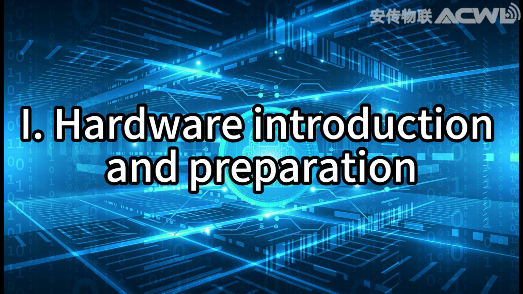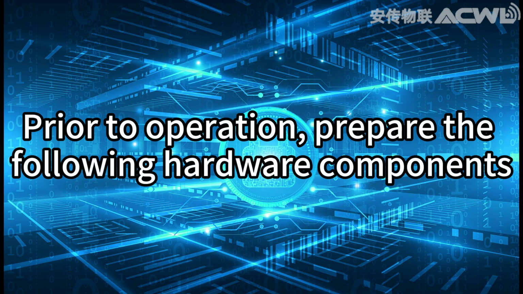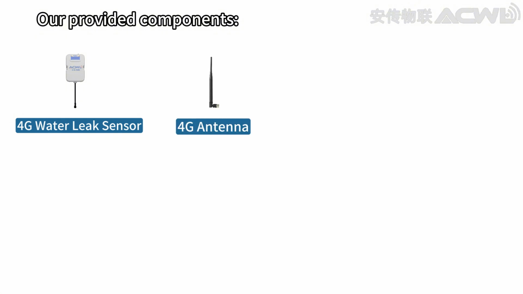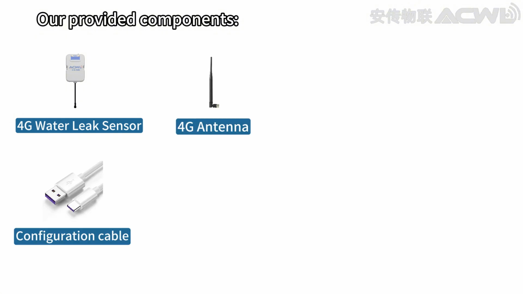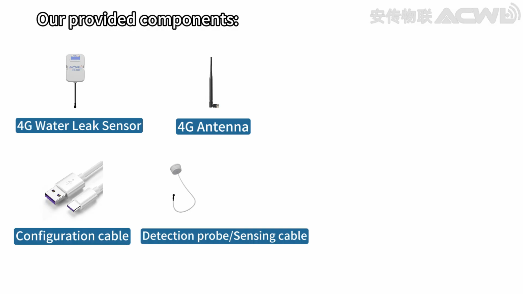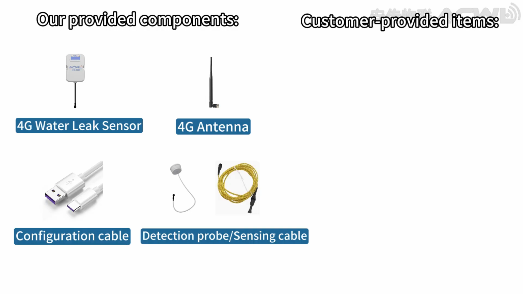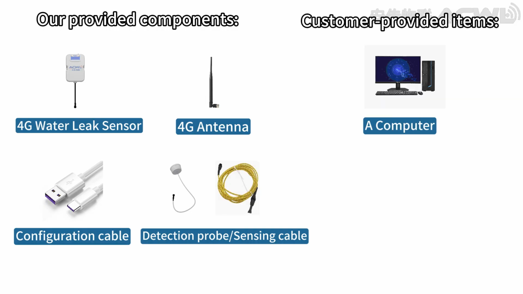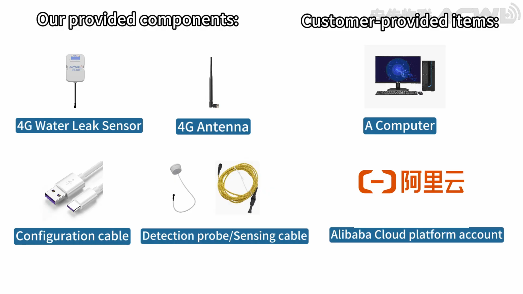1. Hardware introduction and preparation. Prior to operation, prepare the following hardware components. Our provided components: 4G water leak sensor, 4G antenna, configuration cable, detection probe or sensing cable. Customer provided items: a computer, Alibaba Cloud Platform account.